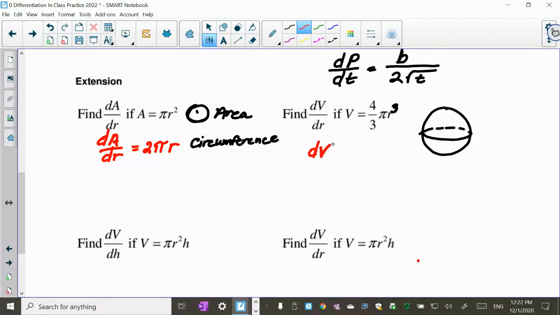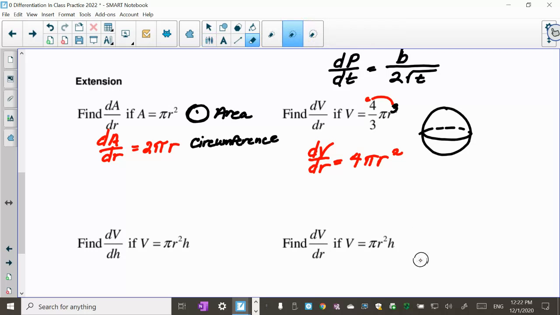So I'm going to do dV/dr. So the 3, I'm going to multiply that times 4/3. So that would be 12/3 or 4 pi r squared. And basically 4 pi r squared is the surface area of that sphere. And that's interesting as well.